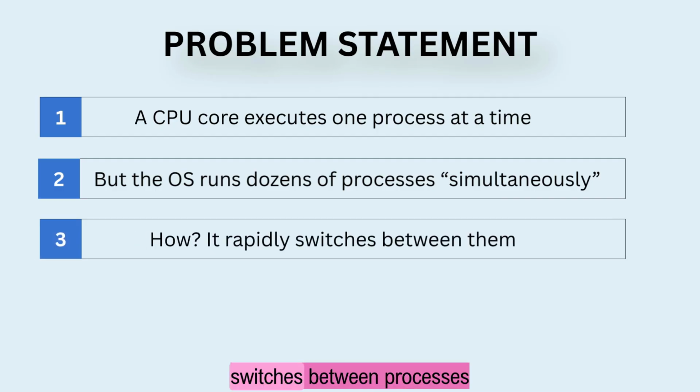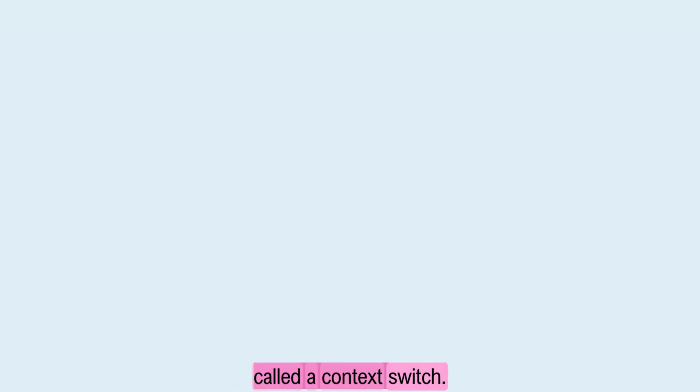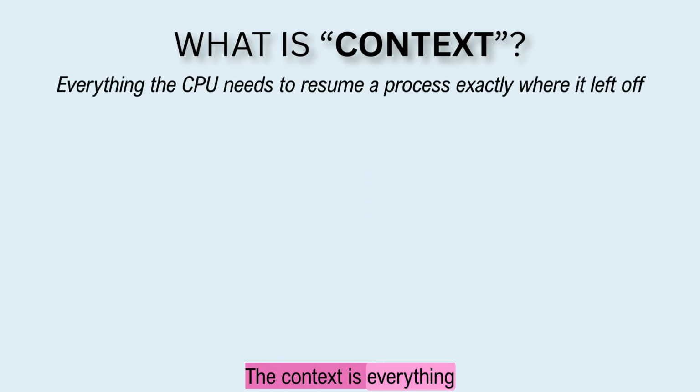The OS rapidly switches between processes so fast that it feels like everything is running together. The switching mechanism is called a context switch. Let's understand what we mean by context. The context is everything the CPU needs to resume a process exactly where it left off.